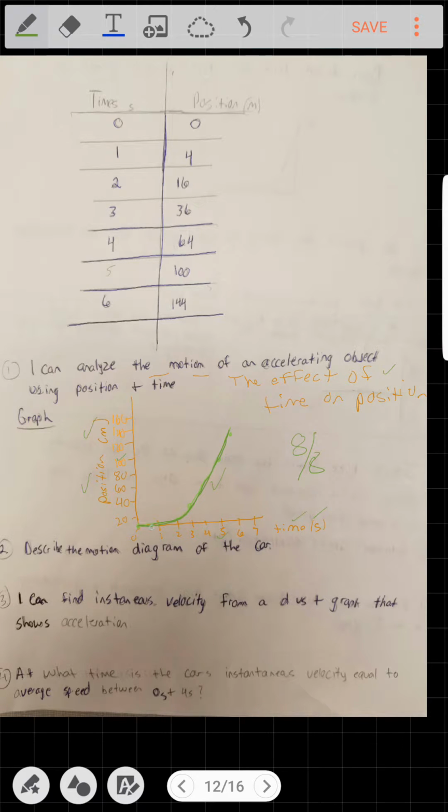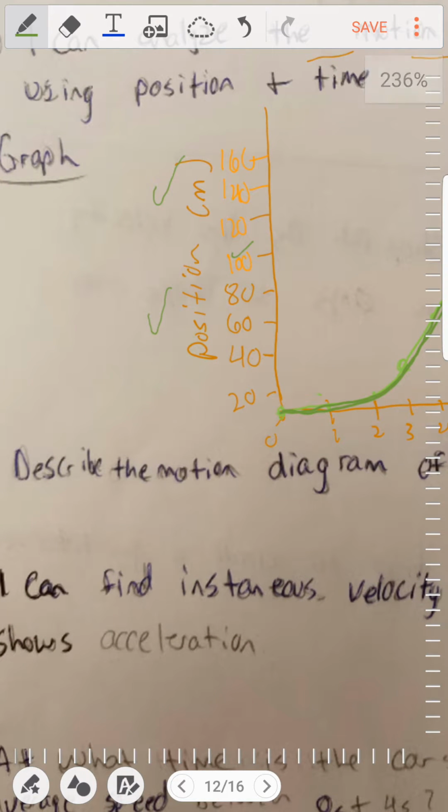Well, I can see that it's going slow here because I have a flat line, and it's increasing in speed. So this shows that it's accelerating. It's going faster. So I'm going to write that down here. Going faster.